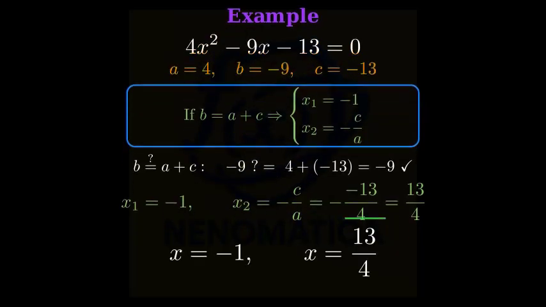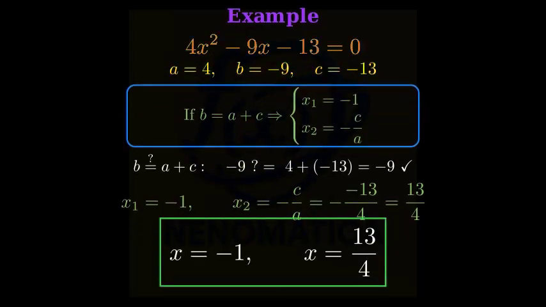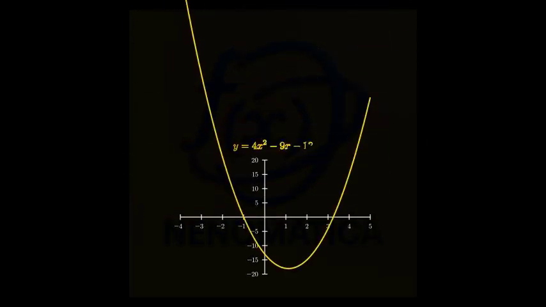Let's highlight them. For intuition, we will quickly graph the parabola y equals 4x squared minus 9x minus 13. Then we will mark its x-intercepts at negative 1 and at 3.25, which is 13 over 4. Notice the curve crosses the x-axis exactly at those points.